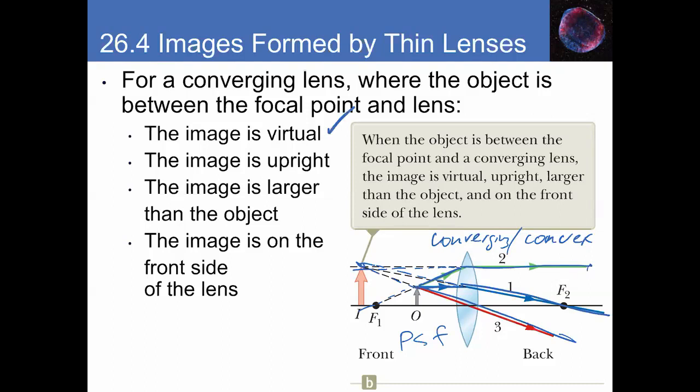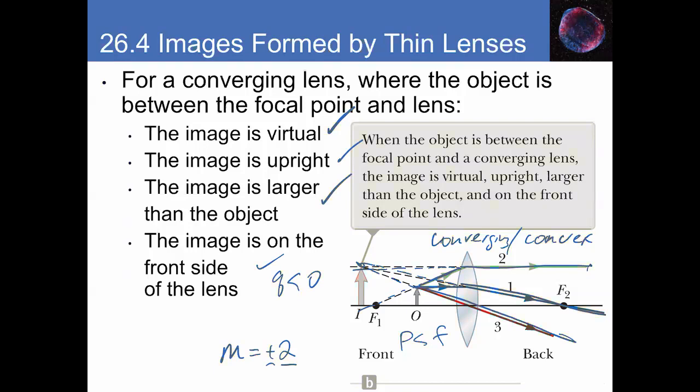The image is virtual. Why? Because it's in front of the lens. It's upright, which you can see from the diagram. It's larger. Again, you can see that from the diagram, or you can calculate the magnification and get maybe, let's say, +2. Plus means it's upright, 2 means it's larger. And the image is on the front side. How do we know in terms of calculation? Well, Q will be negative. If Q is negative, that means it's in front of the lens.